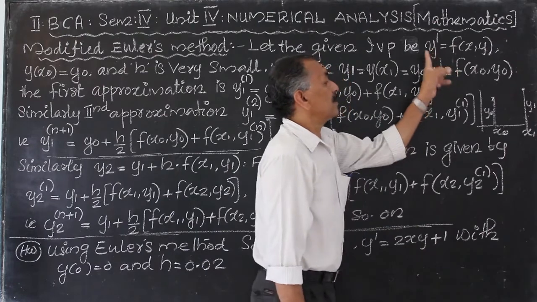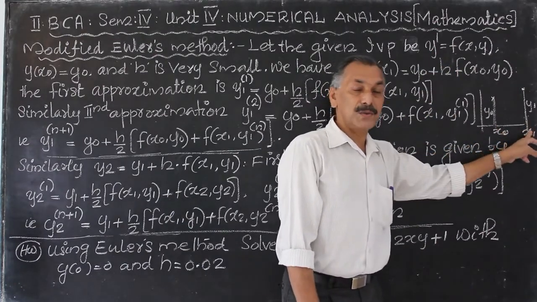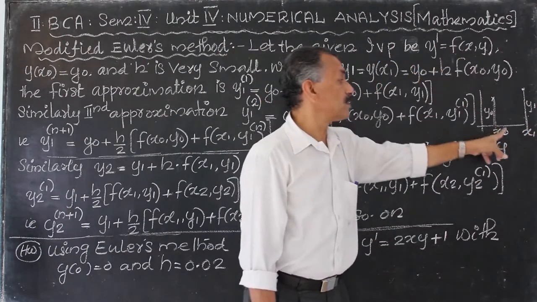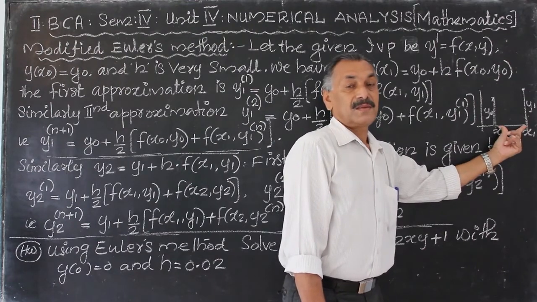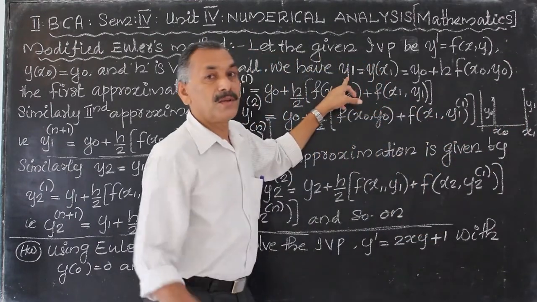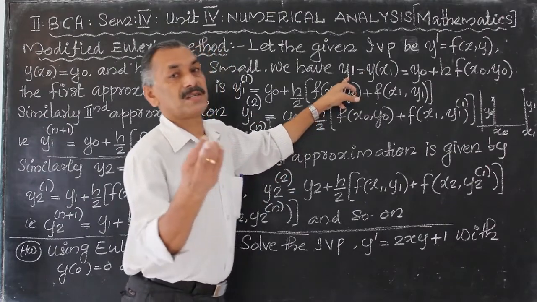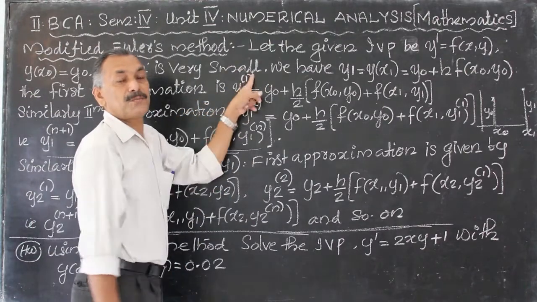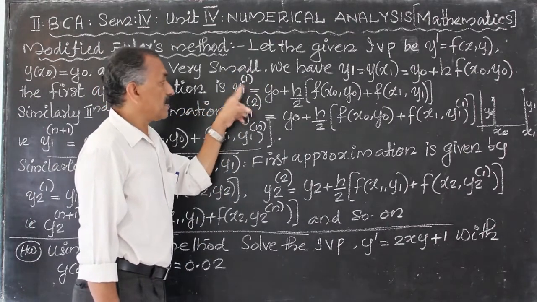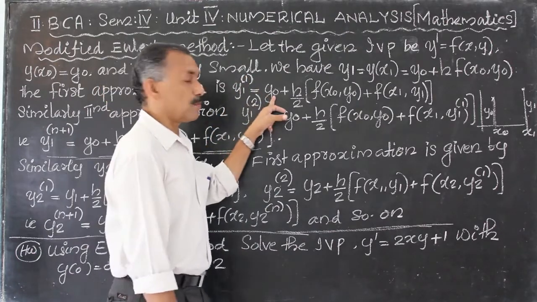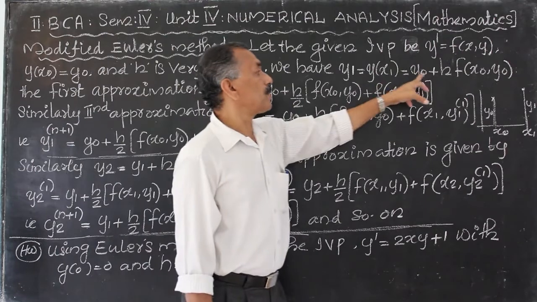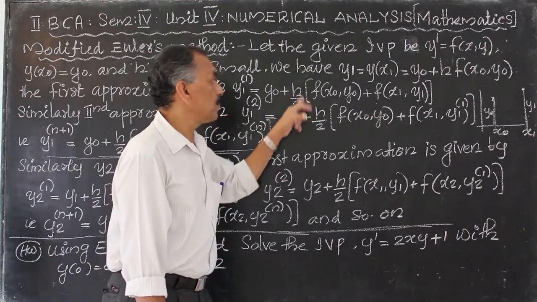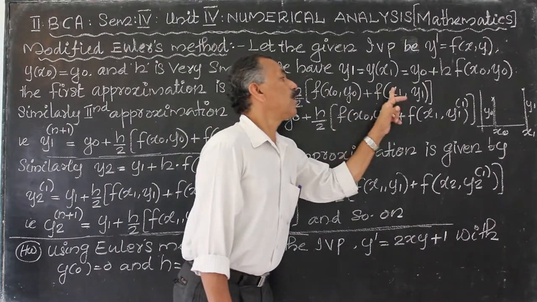Now, f of x, y and f of x0, y0 will replace it. f of x0, y0 into h. So, another way is that we have a modified y1. Next approximation, given by the first approximation, is y1 superscript 1. First iteration of y1 is given by y0 plus h by 2 into f of x0, y0 plus f of x1, y1. And the other approximation is h by 2 into f of x0, y0 plus f of x1, y1.